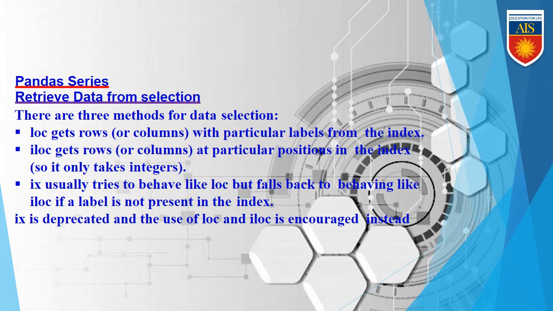Retrieve data from selection, our next option. There are 3 methods for data selection. Number 1, loc gets the row with a particular label from the index. iloc gets the row at a particular position in the index. ix usually tries to behave like loc but falls back to behaving like iloc if a label is not present in the index. ix is deprecated and the use of loc and iloc is encouraged instead.